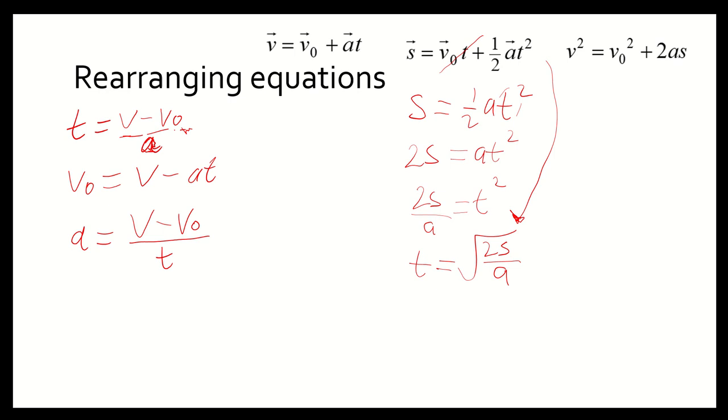You also obviously need to be able to arrange this for a as well, the acceleration. But generally in physics, you're given the acceleration, which is the acceleration due to gravity, so you're not often actually having to rearrange it for a. This equation here, again, similar. I'll just do a couple things.